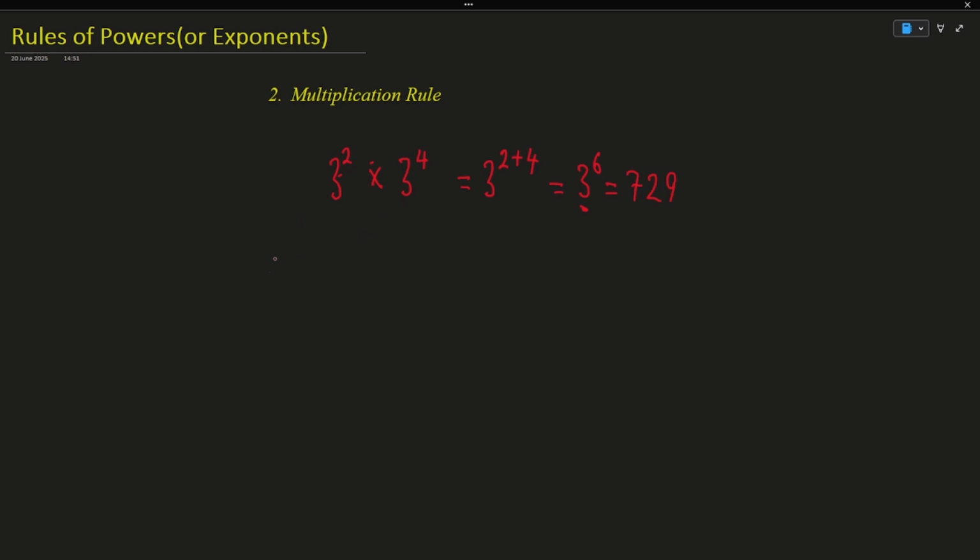So 3 raised to the power 2 is 3 multiplied by 3, multiplied by 3 raised to the power 4, which is 3 multiplied by 3 multiplied by 3 multiplied by 3. So 3 multiplied by 3 is 9, and 3 multiplied by 3 is 9. 9 multiplied by 3 is 27. 27 multiplied by 3 is 81. So 9 multiplied by 81 is definitely 729, which is the same as 3 raised to the power 6.